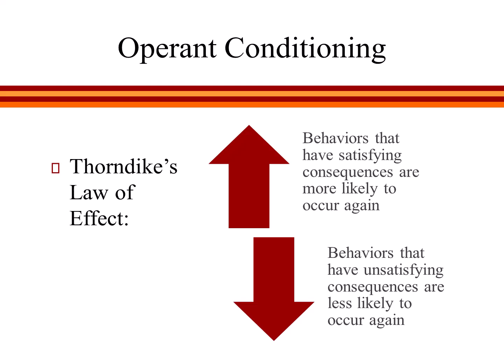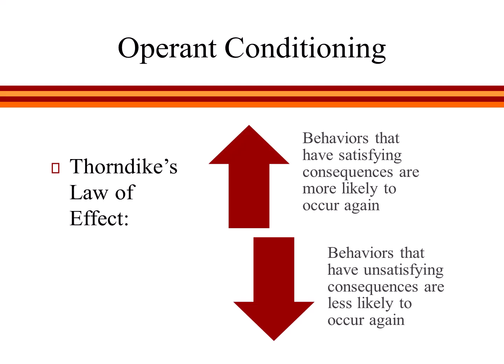The basic principle underlying operant conditioning is based on Thorndike's law of effect, which states that behaviors that have a satisfying outcome are more likely to be repeated, whereas behaviors that have an unsatisfying outcome are less likely to be repeated. In other words, if you do a particular behavior and there's a positive consequence, you're probably going to be more likely to want to do that behavior again. And by comparison, if you do something and there's a negative consequence, you're probably not going to want to do that behavior again.